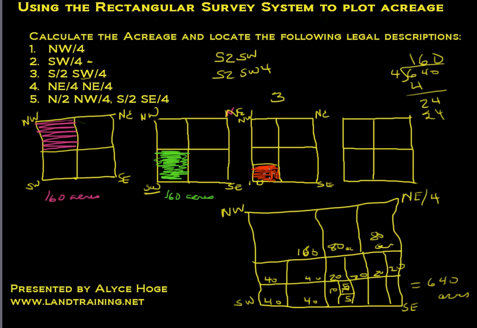And what would the acreage be for that? How would you calculate the acreage? Well, it's 160 here in the southwest quarter, and we've just divided that 160 in half, so that means it's going to be 80 acres.